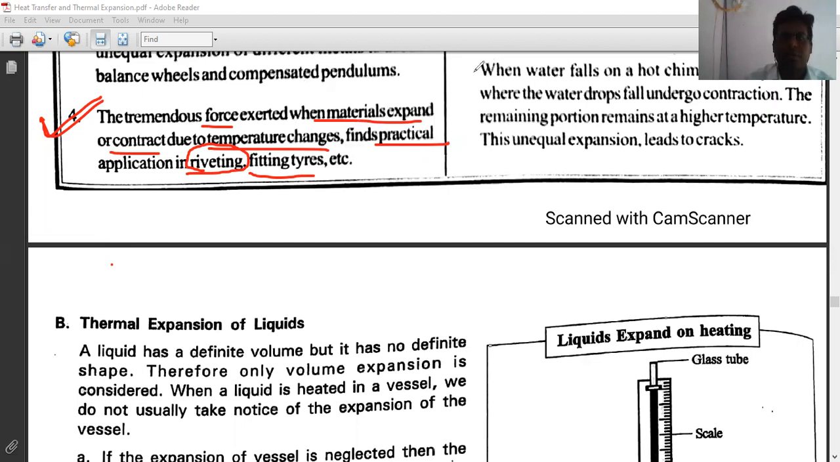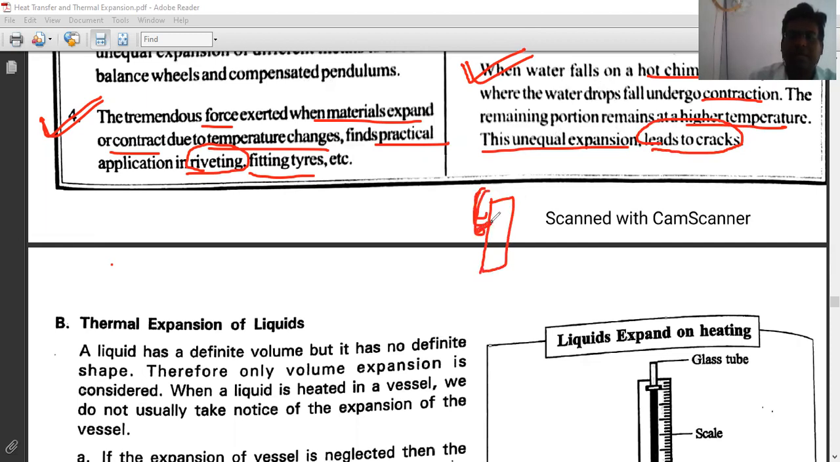And the drawback of it is when water falls on a hot chimney, the portion where the water drops fall undergoes contraction, so the remaining portion remains at a higher temperature. This unequal expansion leads to cracks. So when water falls on the chimney, only that part contracts and the remaining part is still in the expanded form. Due to the temperature difference, the chimney cracks when it is cooled down, right? So this is the main drawback of thermal expansion.